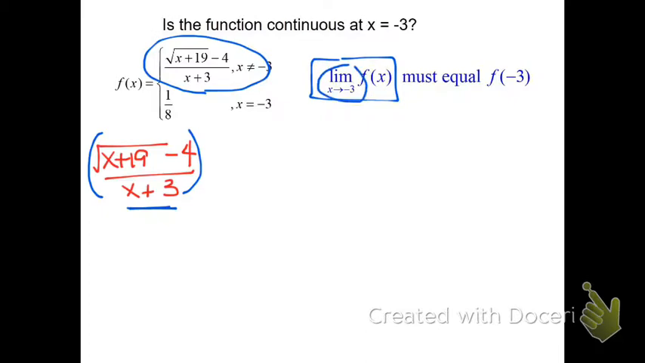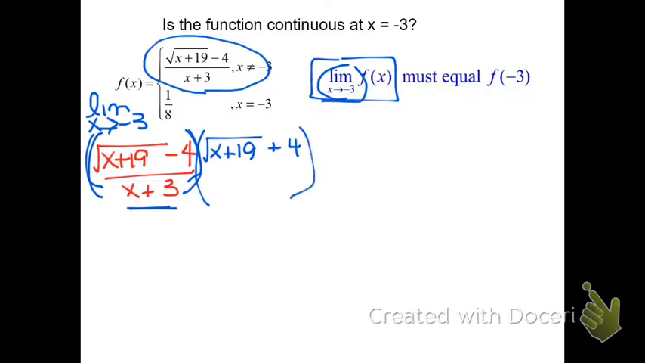Okay, and technically I should have this limit out in front here. I ran out of space, but this limit should be out in front. The limit as x approaches -3 of this function I have in red. Okay, so I'm going to multiply by the conjugate. And you already know that that means just change the sign in the middle. Whatever I do on the top, I have to do the same thing on the bottom.